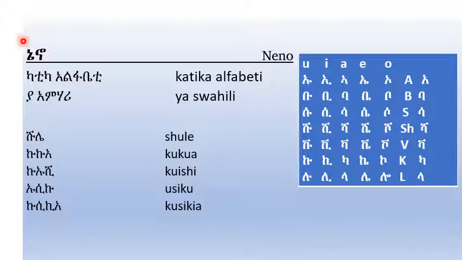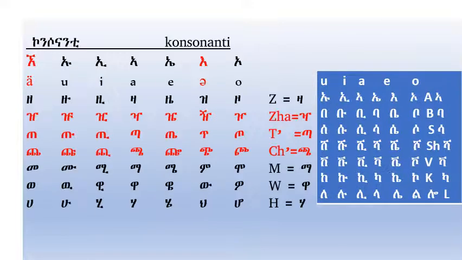Well done. By the way, my name is Tamrat. Well done, Tamrat. Now you can read Swahili. You make Swahili reading easy for yourself. Good job. Okay, more letters. Consonanti. All the red ones are for those of you who want to go further in reading and writing Amharic.